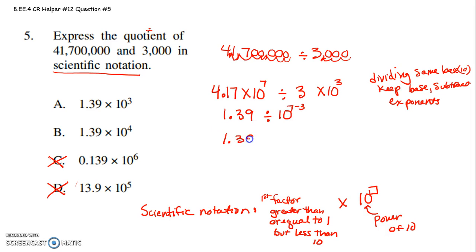So it's 1.39 times, what did I write? Oh gosh, I am so sorry. Times 10 to the 4th. I wrote the division sign there accidentally because I knew the operation here was division, but my answer will be in scientific notation. 4.17 divided by 3 is 1.39. 10 to the 7th divided by 10 to the 3rd becomes 10 to the 4th, but I have to actually multiply those two factors together.